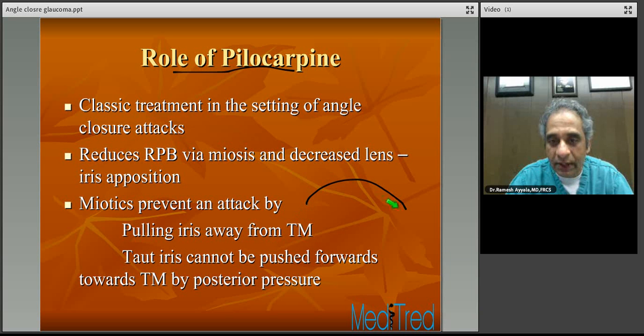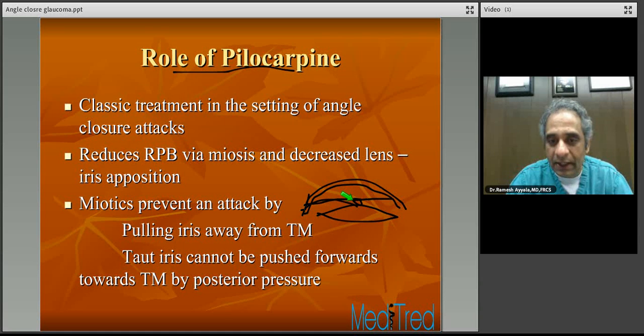Here is your cornea. Here is your convex iris. And you have your underlying lens, right? So this convex iris, if you make it constrict, it's going to become taut like this, okay? With the pupil set about here.